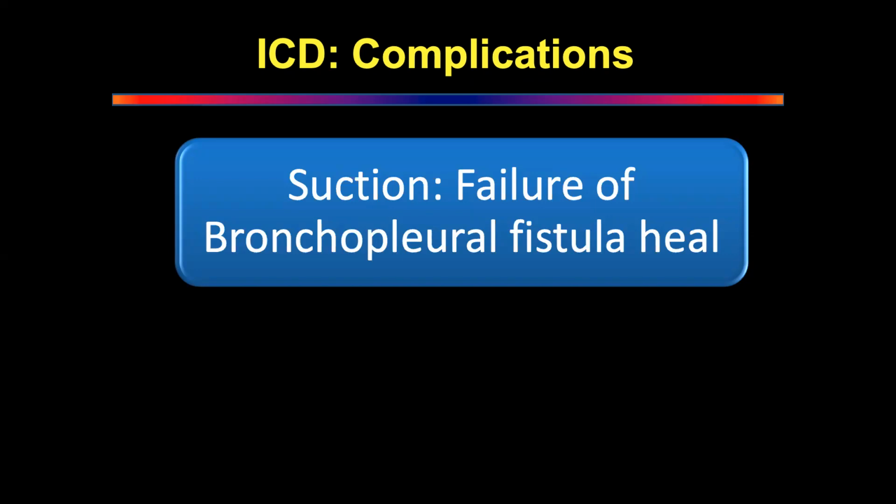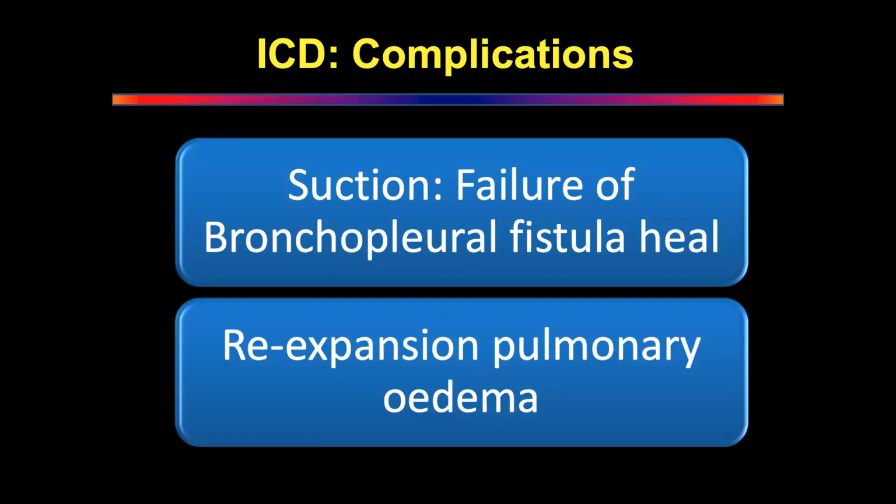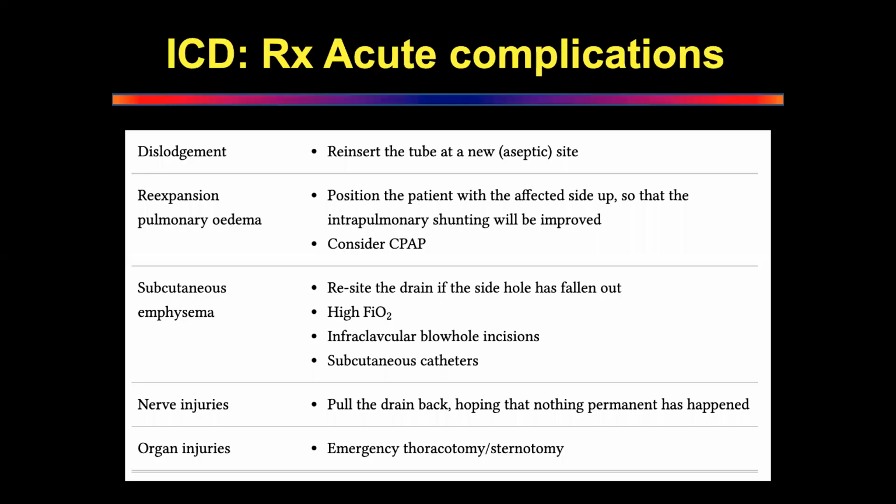The problem with suction is it's a two-edged sword. It can keep the lung up, or it can keep the alveolar leak patent, or if you've got a bronchopleural fistula, it will not allow the bronchopleural fistula to heal, because it sucks it open. All right. Re-expansion pulmonary edema we spoke about, and this is what it is. These are the various complications that are described, and what do you do in those things?